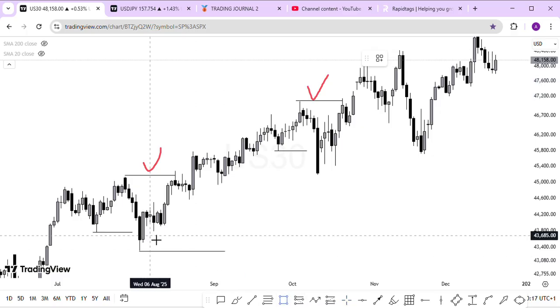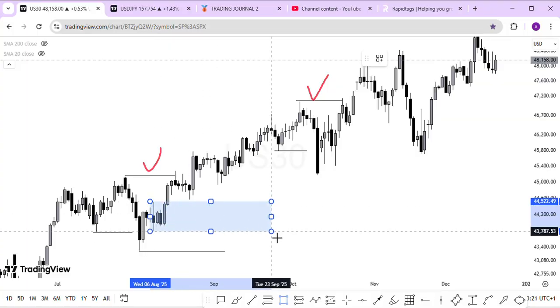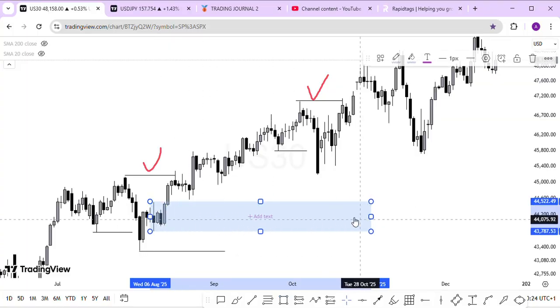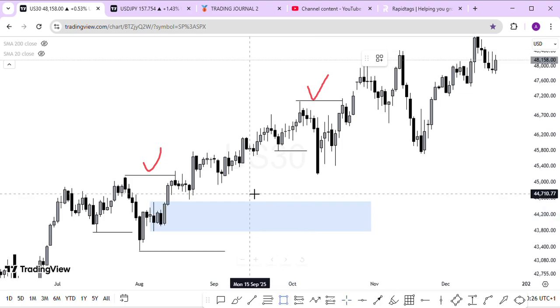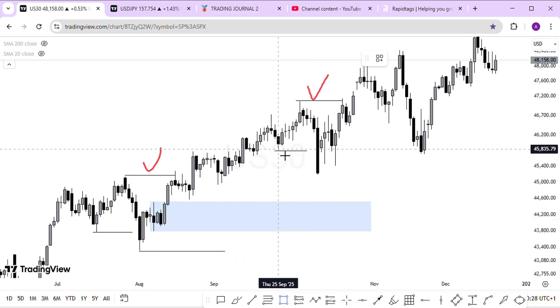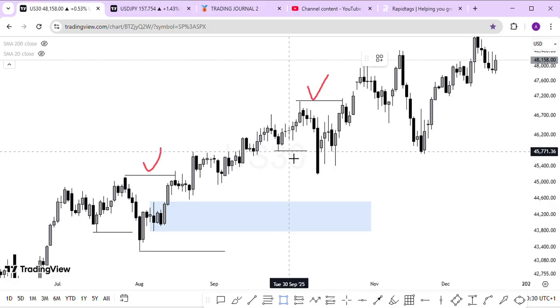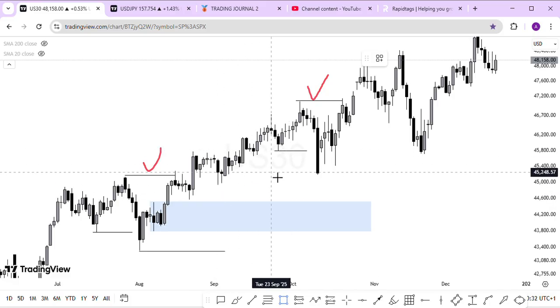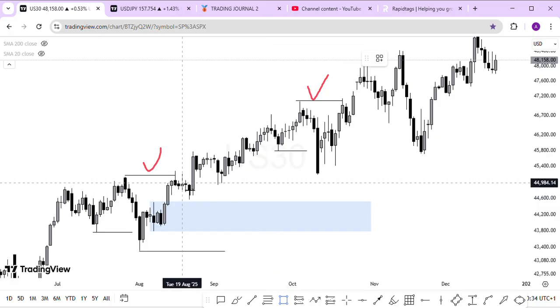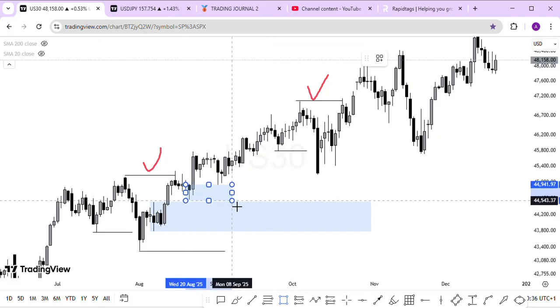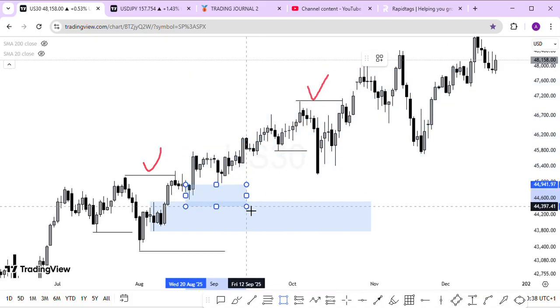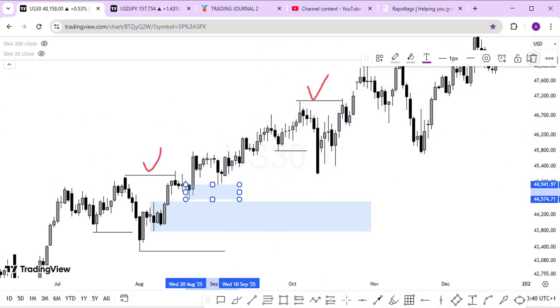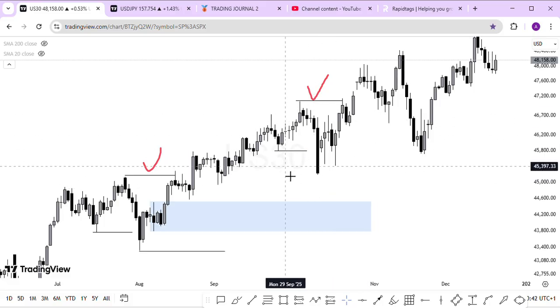In terms of POI mitigation, if you're looking for POI, this one is extreme, which is high probability, and the other one is the next POI below these inducements. As you can see, we do not have any valid POI here. This one has been mitigated, this one has been mitigated, so this is not going to be valid for us. You can see the market just does its thing.